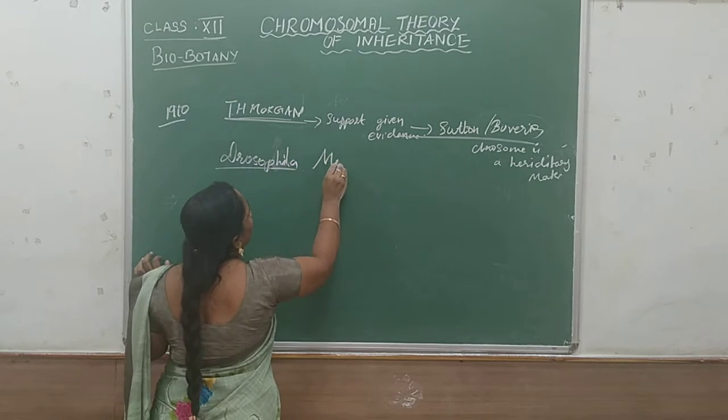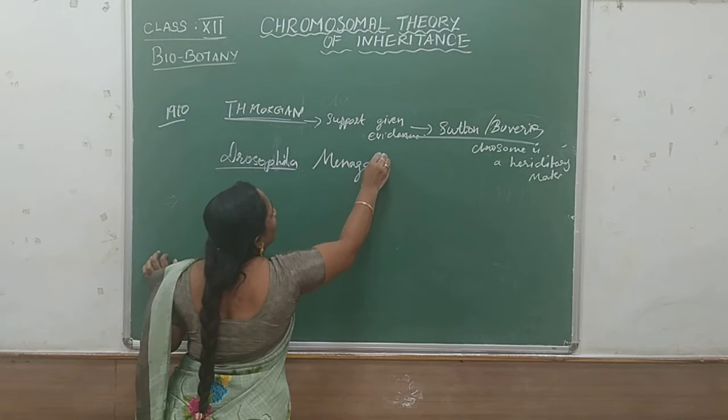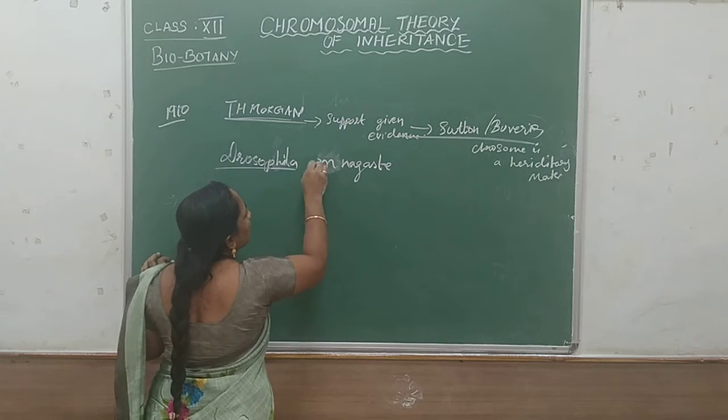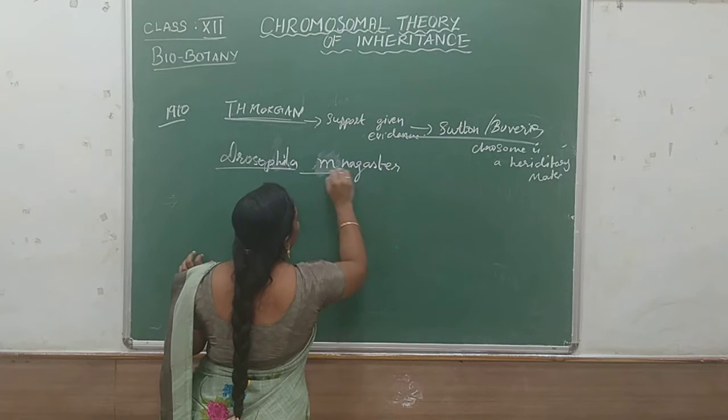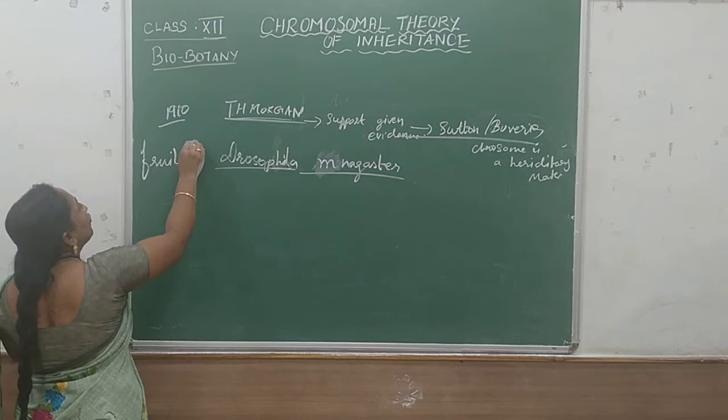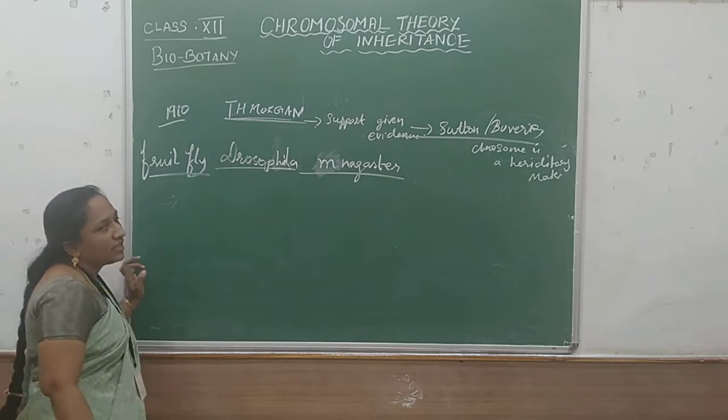Drosophila melanogaster. The species name should come with a small letter. Sorry, melanogaster. So it is otherwise called the fruit fly. What is it said to be? Fruit fly. Have you seen the fruit fly?